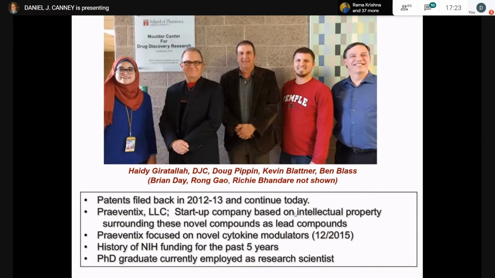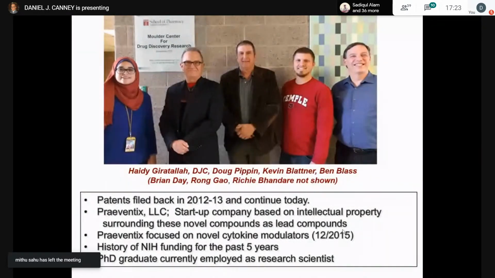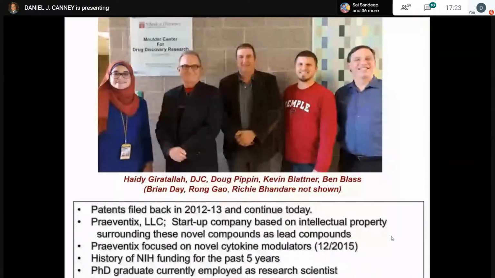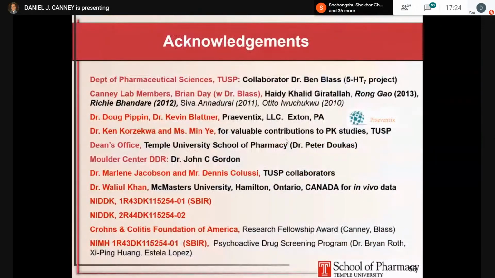So as I mentioned at the bottom here, Preventix is focused on novel cytokine modulators. That startup was in 2015. We've had a history of NIH funding for the past 5 years. We currently have a phase 2 SBIR, and on September 5th we're submitting 2 more grants. And I mentioned a PhD student, Kevin, was hired recently by Preventix. And these are the acknowledgments of my colleagues in the Department of Pharmaceutical Sciences.